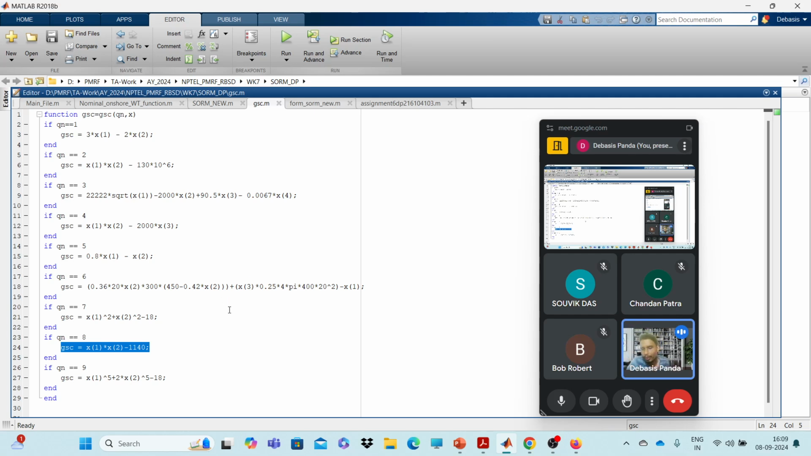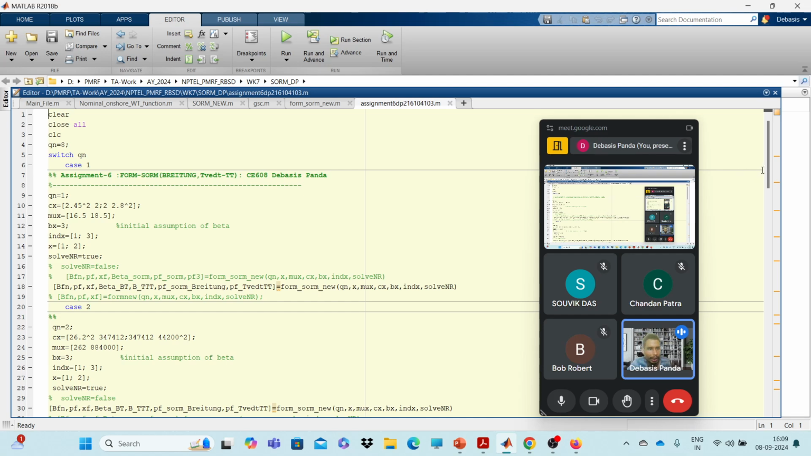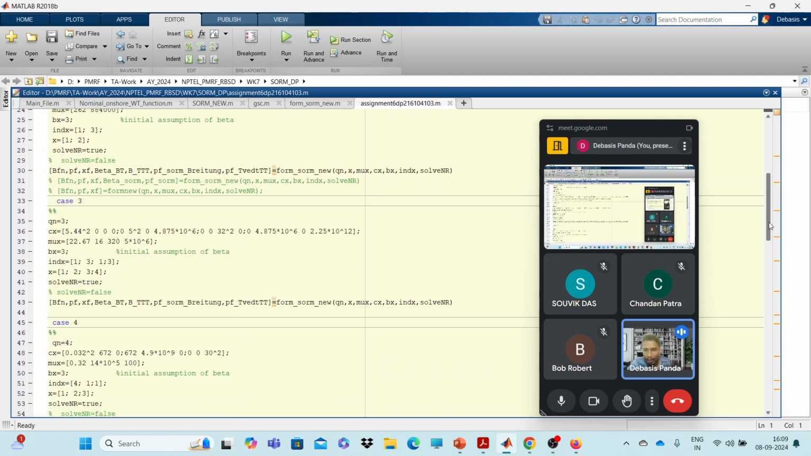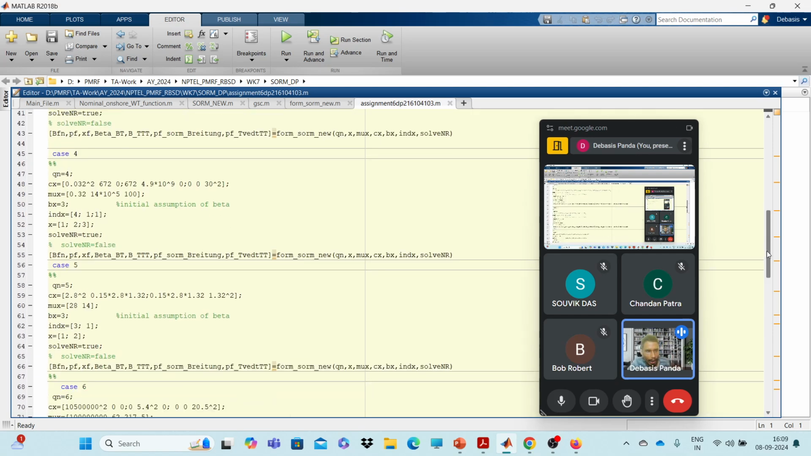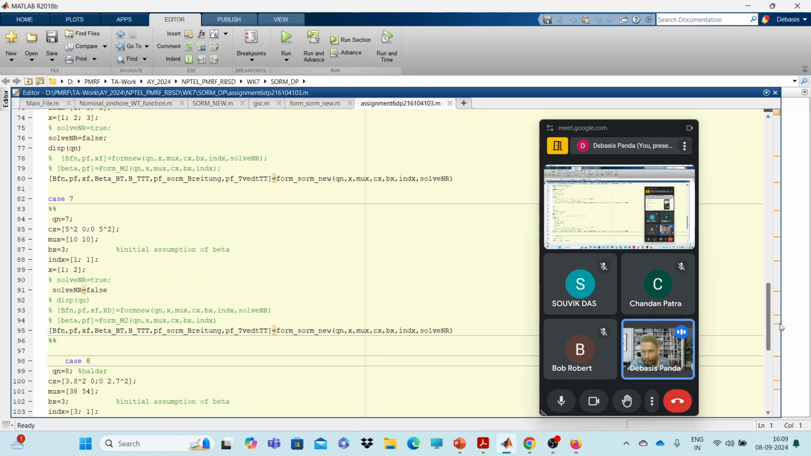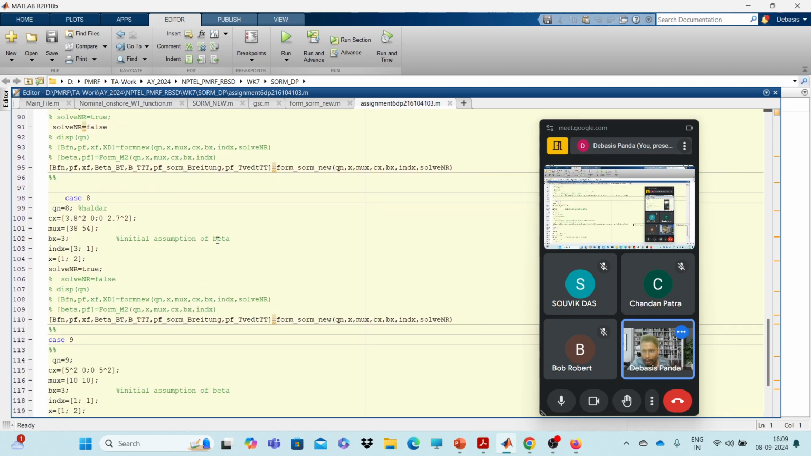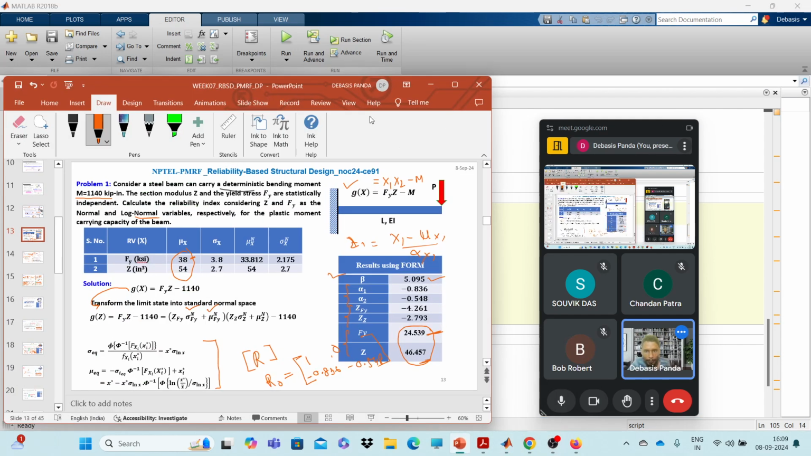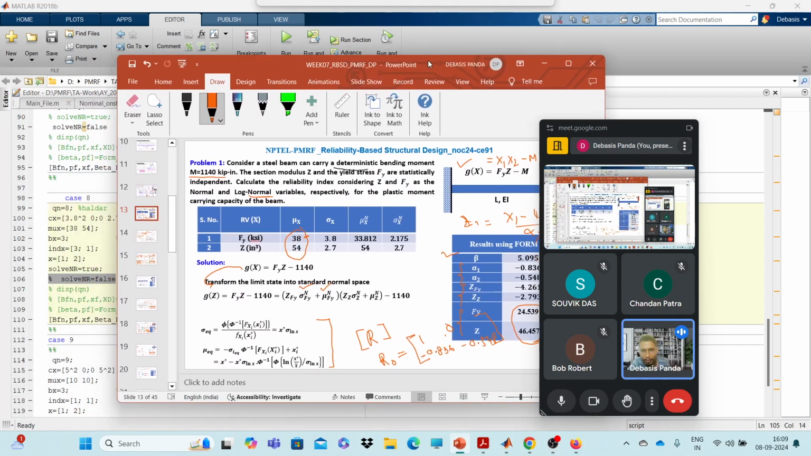So in question number 8 we need to fit the initial values. So let's go to the initial values. Now just focus on it. You can see what should be the flow of this algorithm. So first we are calling the FORM function giving the initial values. So what are the initial values? Go to the PPT and see what the initial values are.